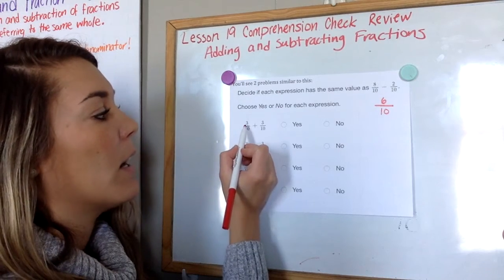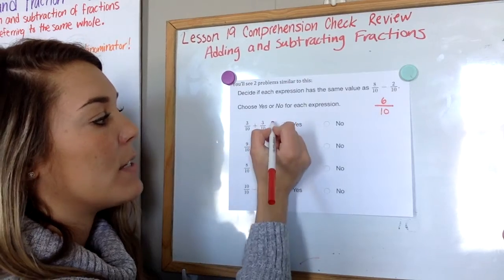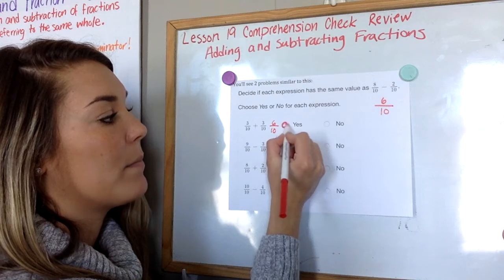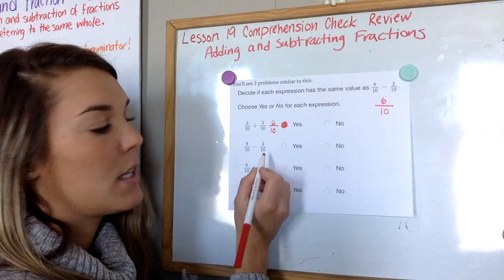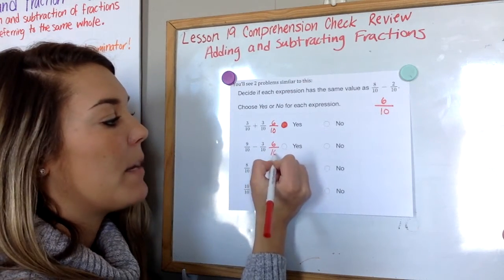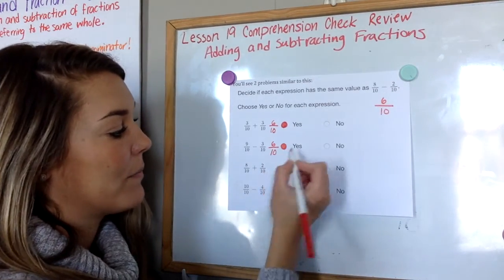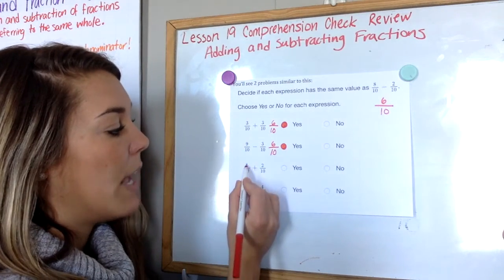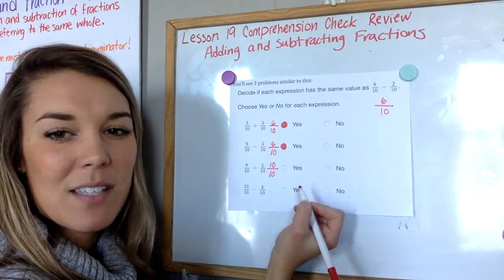So I'll start with the first one here. This one's adding. So 3/10 plus 3/10. 3 plus 3 gives me 6, and my denominator is 10. So yes, that would be the same. This one's subtracting. 9/10 minus 3/10. 9 minus 3 is 6, and my denominator stays the same with 10. Is that the same as 6/10? Sure is. Here I'm adding. 8/10 plus 2/10. 8 plus 2 is 10. My denominator stays the same. 10 over 10, is that the same as 6/10? No.